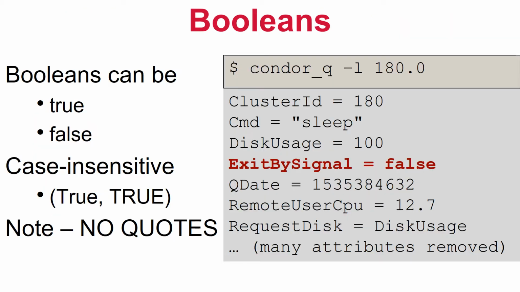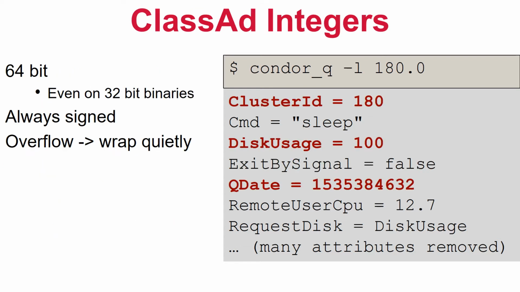Booleans are the simplest ClassAd value type. They are either true or false. Please note they are never quoted and always case insensitive. In this example, the attribute named ExitBySignal has the Boolean value false. ClassAd integers are always 64-bit signed quantities, even on 32-bit machines. Again, a pretty straightforward type. In this example, ClusterId, DiskUsage, and QDate are all examples of ClassAd attributes with integer values.